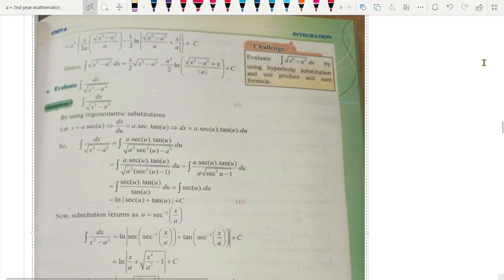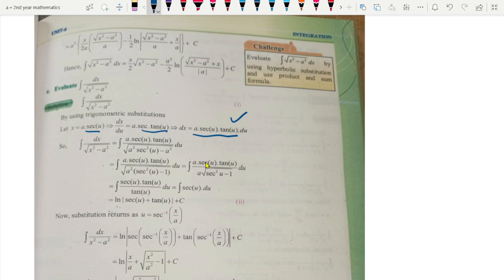Simply when you have a situation like this one, under root x square minus a square, what should you do? Simply substitute a is equal to secant of u, taking the derivative of this one, dx is equal to this one. Putting the values and after simplifying, we will get only this one, and the integral of this one is equal to this one. Now after this, substitute the original values and get the answer.